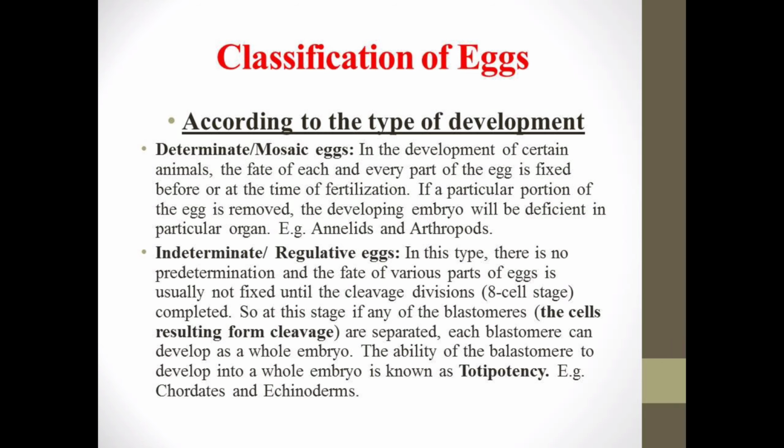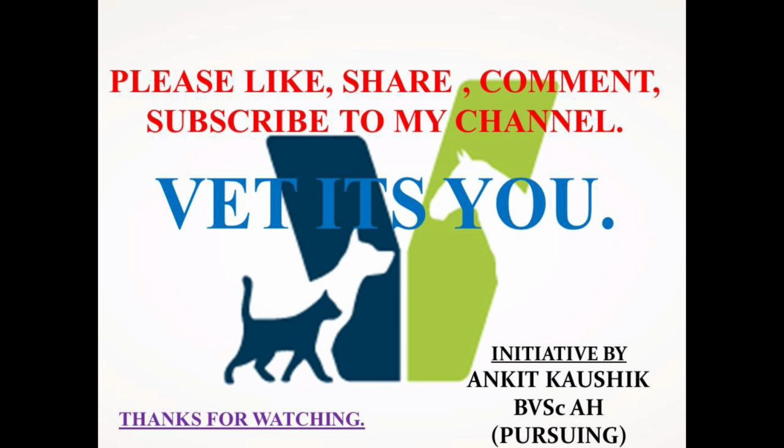So the cells that are usually removed from the embryo are known as the blastomere, and in any case if the blastomere is removed from the embryo, it will develop into a whole new embryo under the property named totipotency. So that's all for the structure and the classification of the egg.